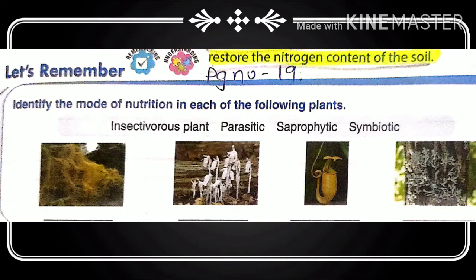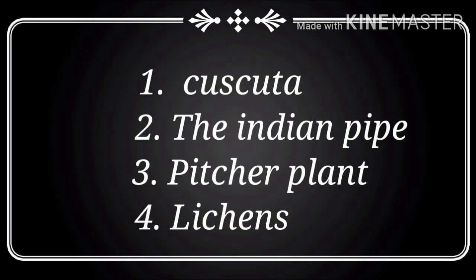Now let us see another exercise, that is on page number 19. Now in this exercise you can see the 4 different pictures and 4 options are given. You have to see the picture properly and then you have to choose appropriate option. Pause the video for a while and think about it. You will get the answer. So the answer is, first is Cuscuta, second is the Indian pipe, third is pitcher plant and fourth is Lichens. Now this you have to note it down in textbook.